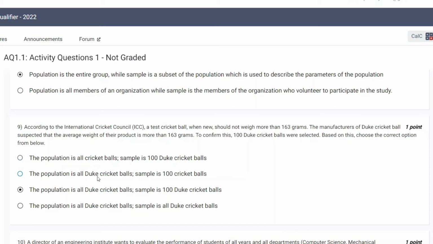The population is all Duke cricket balls. Sample is 100 cricket balls. No. Sample is also 100 Duke cricket balls. So the third option is correct: the population is all Duke cricket balls, and the sample is 100 Duke cricket balls.